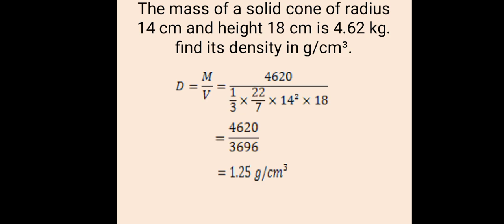The mass of a solid cone of radius 14 centimeter and height 18 centimeter is 4.62 kilogram. Find its density in gram per centimeter cubic. We know that density is equal to mass over volume. Now we have a mass which is 4,620 grams. I've converted those 4.62 kilograms into grams and then divided by our volume. The volume of a cone is taken by a third pi times r squared, which is 14 squared, times the height, which is 18. This gives us a density of 1.25 gram per cubic centimeter.